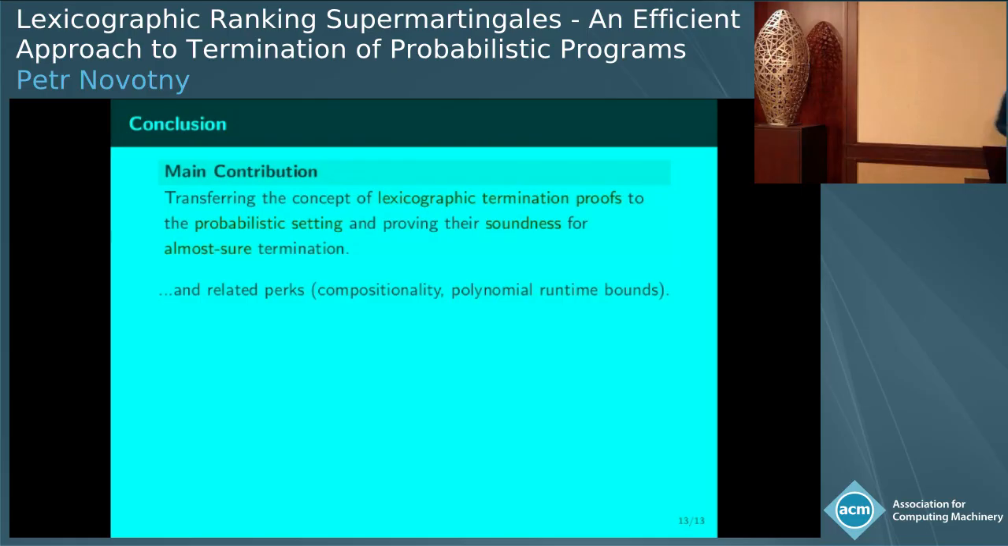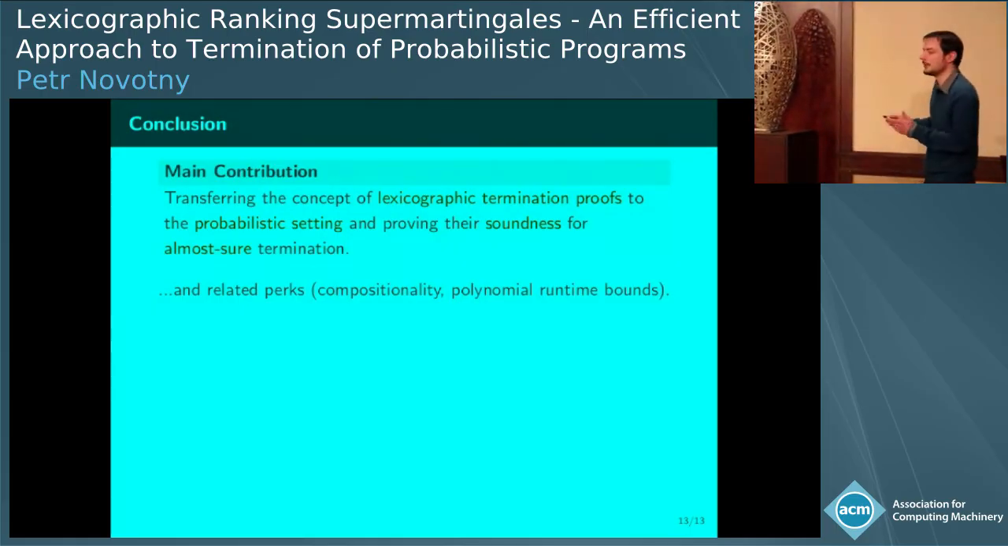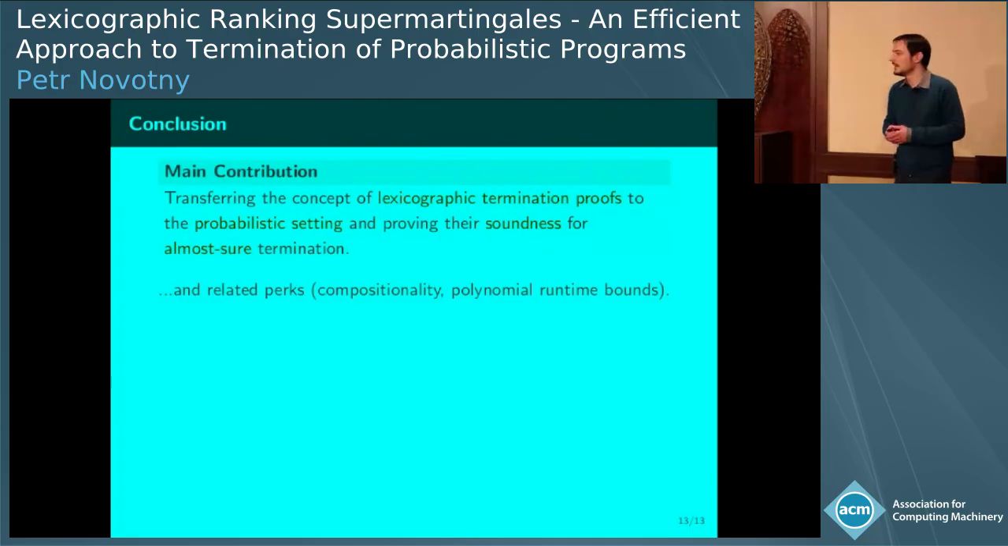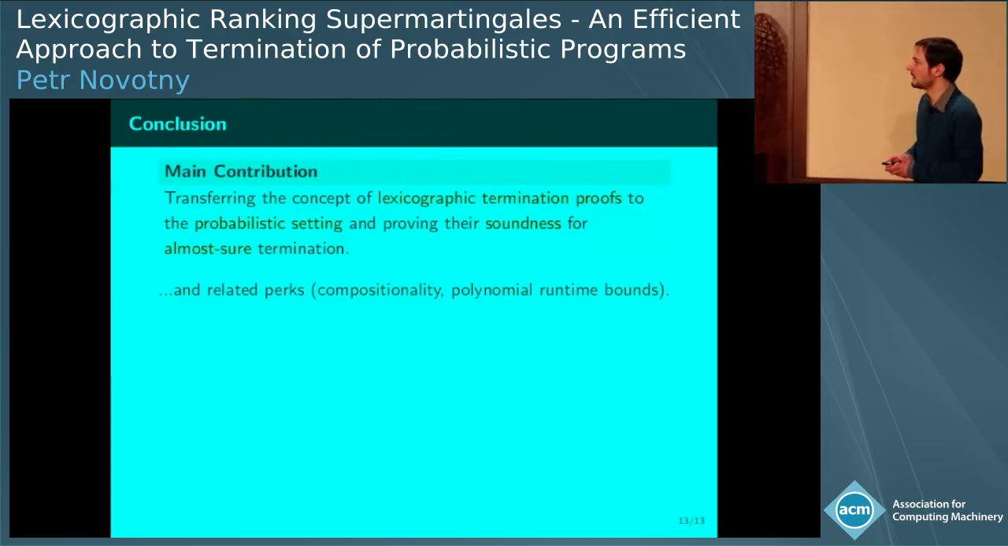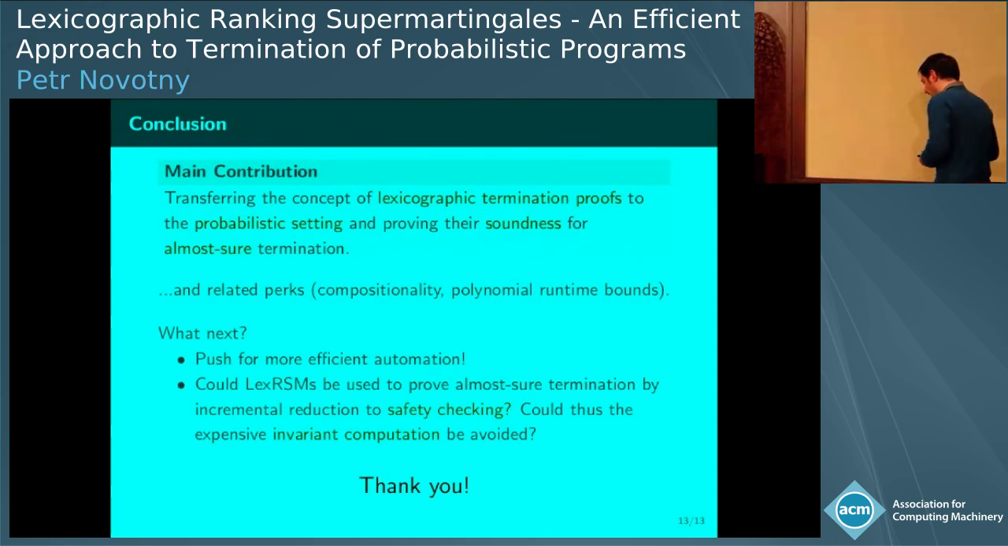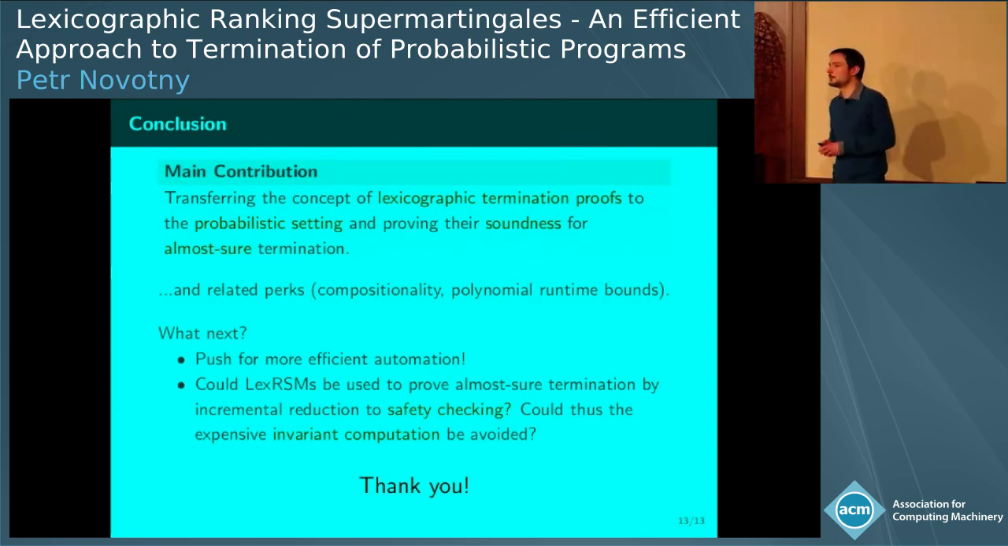Okay, so this brings me to the last slide. Just to recap, our main contribution was this mathematical notion of a lexicographic ranking supermartingale and proving that it is sound for almost sure termination of probabilistic programs. But there are other features of this, and you are welcome to either talk to me or to read the paper to know more about this. But the last question I would like to pose: what to do next with this?